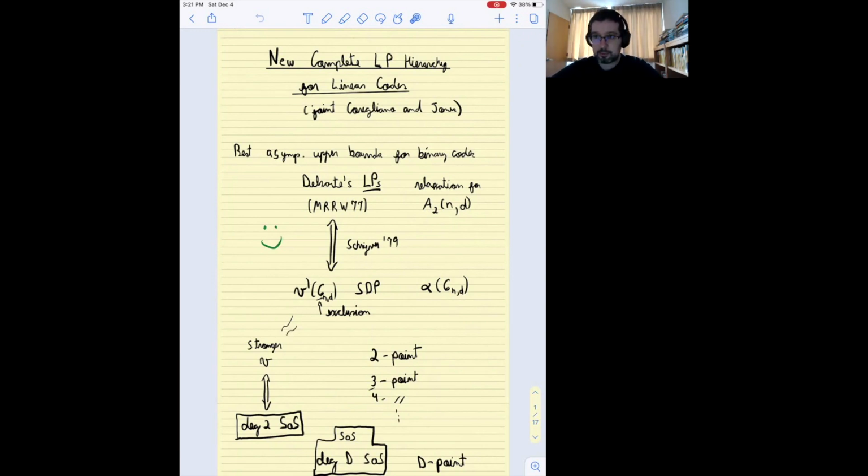And the second result is that for linear codes, as you go to a sufficiently high level, you get exact completeness, right? It's a hierarchy where the first level is the same as Delsarte, and as you move to a sufficiently high level, you have a guarantee that you're going to be very close to the correct value, the correct size of an optimal code, so it's complete in this sense.